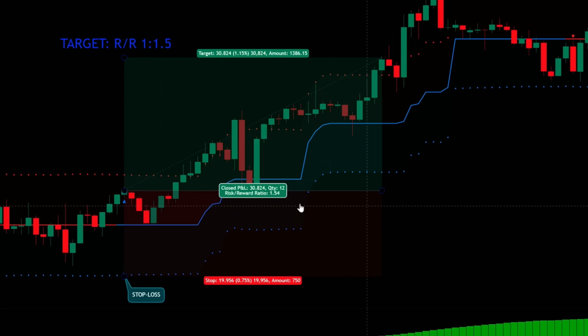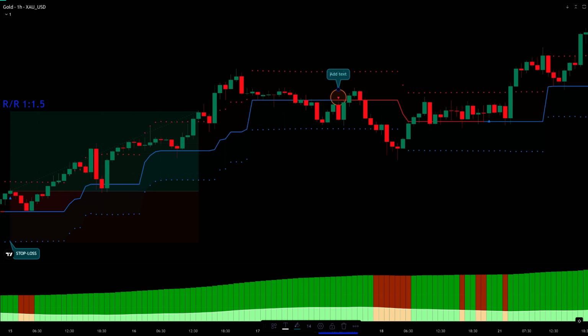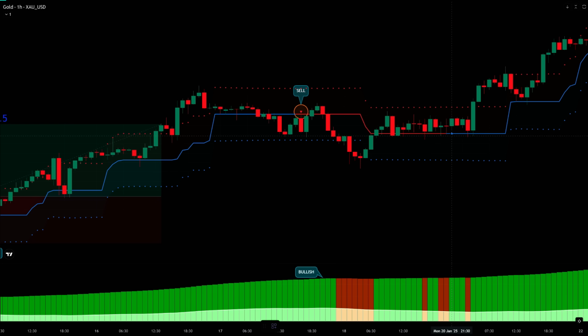As price continues to move, the rules do not change. As long as the trend remains bullish with momentum, sell signals are ignored and buy signals are taken. No adjustment, no anticipation, no emotions.